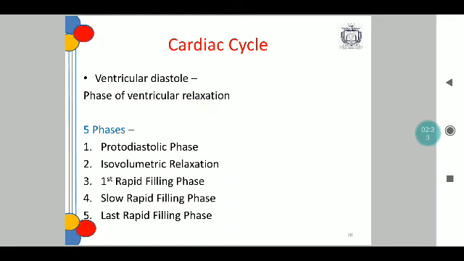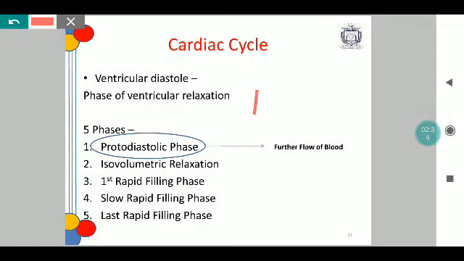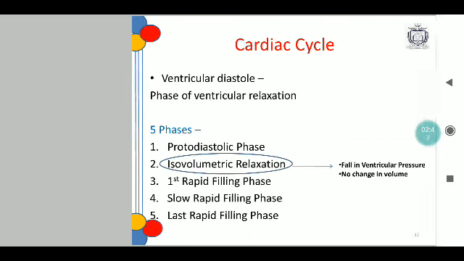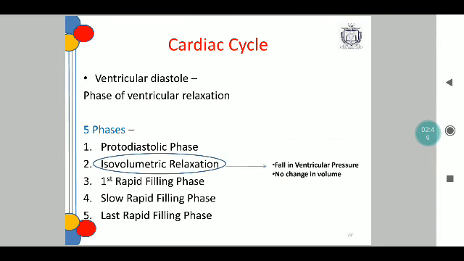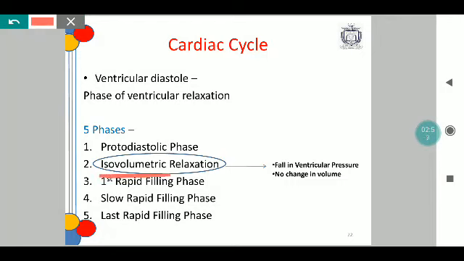state. In the protodiastolic phase, there is a slight further flow of blood because of the pressure gradient and because of the inertia, but there is no substantial change as far as the pressure is concerned. There is no active contraction. Whatever flow happens because of inertia happens. Now, in isovolumetric relaxation, there is a fall in the ventricular pressure, but there is no change in the volume. The name itself suggests isovolumetric, volume constant, and relaxation.